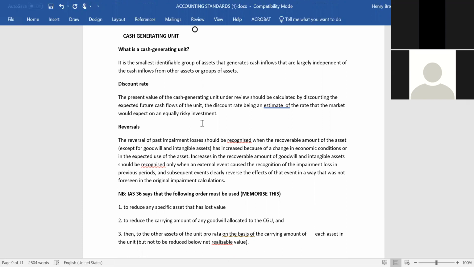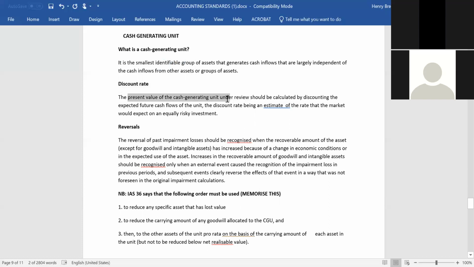What is a cash generating unit? It is the smallest identifiable group of assets that generate cash inflows that are largely independent of the cash inflows from other assets or group of assets. So in that regard, there can be a discount factor, which is a discount rate, which we can use to determine the present values of the cash generating unit.